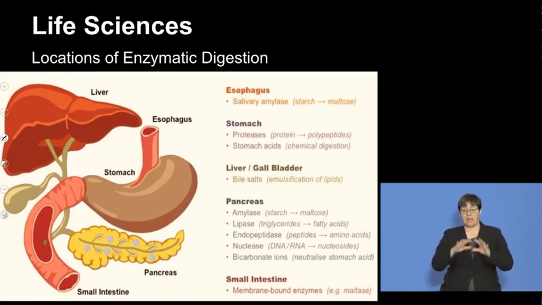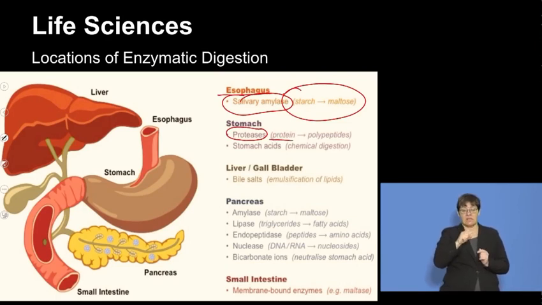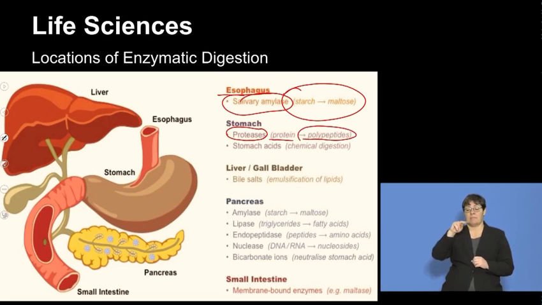Let's look at the overview of this. So as I mentioned, in the mouth, you find salivary amylase being produced, and that then travels down the esophagus. In the stomach, we've got your proteases, which break down proteins into polypeptides. Polypeptides are smaller molecules that make up proteins.